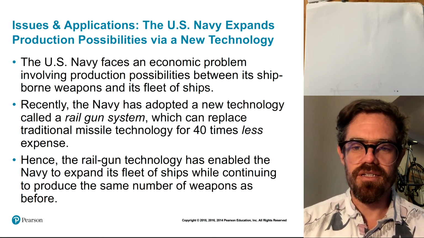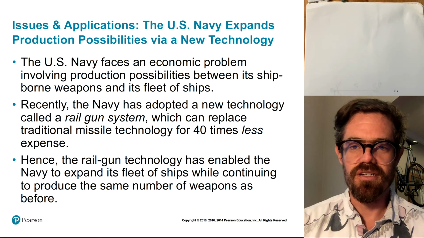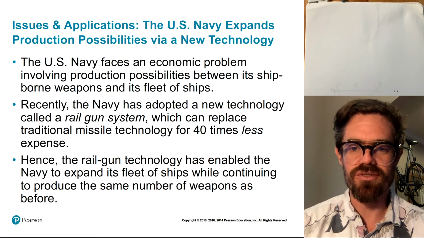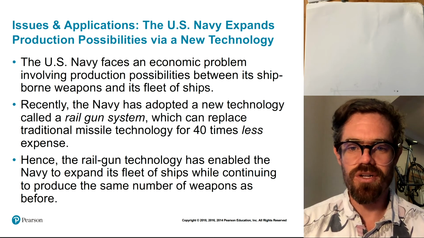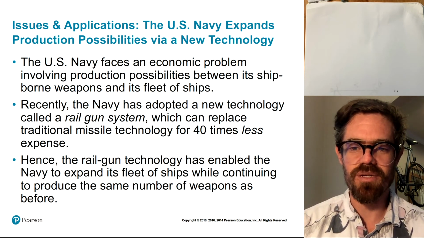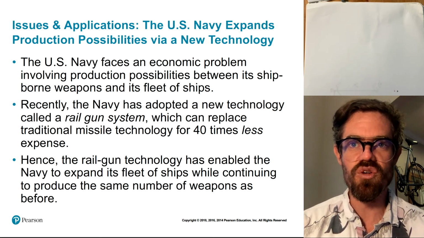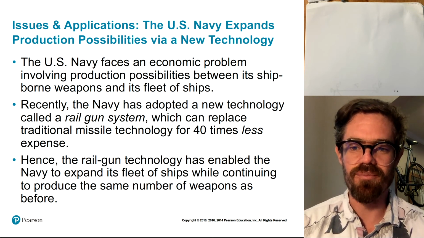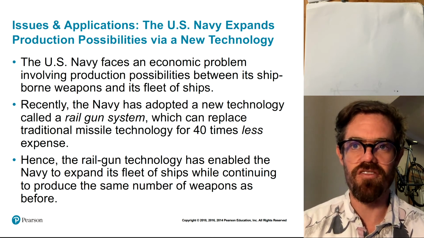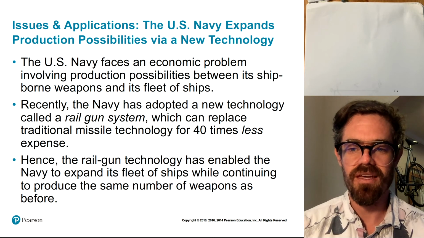But as it turns out, the Navy has recently developed a new technology called a railgun. This is another type of weapon that can potentially replace traditional missile technology, and it does so at 40 times less expense. It's 40 times less expensive than missiles because there's no explosive warhead and no fuel cost. It's basically a big rod of metal that is shot out of a gun with electricity and magnetic force. So there's a lot lower cost, but it still has basically the same effect in terms of a weapon. And so this has been an increase in technology.